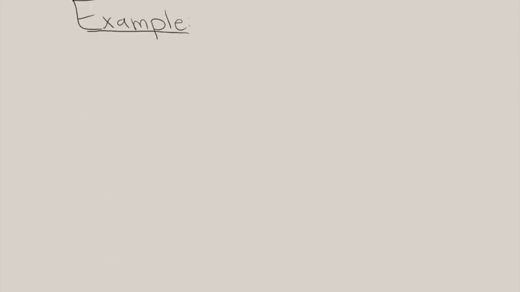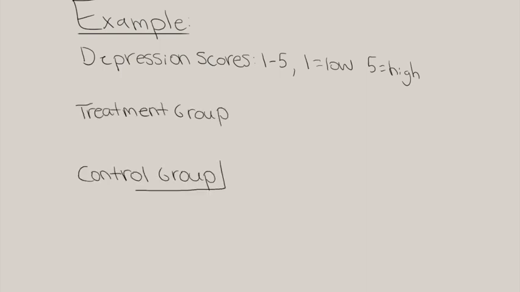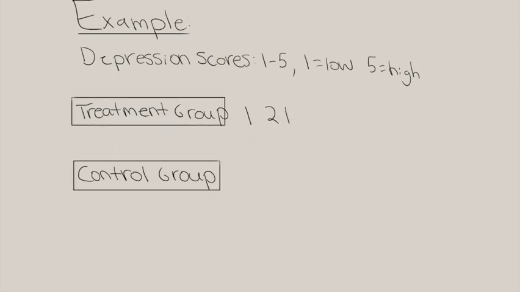Okay, let's take a look at an example to illustrate why this is important. Imagine we're doing a study on depression. There's a new depression treatment where scores range from 1 to 5 on depression, 1 being low, 5 being high. We have a treatment group and a control group. For simplicity, let's just pretend there's only one time point measuring the depression after the treatment. That's not really realistic, but don't worry about that right now.